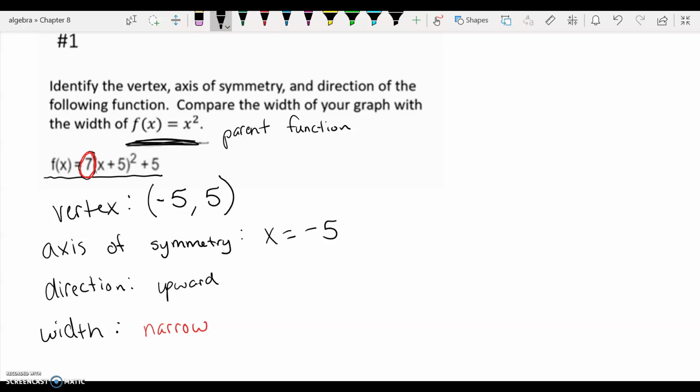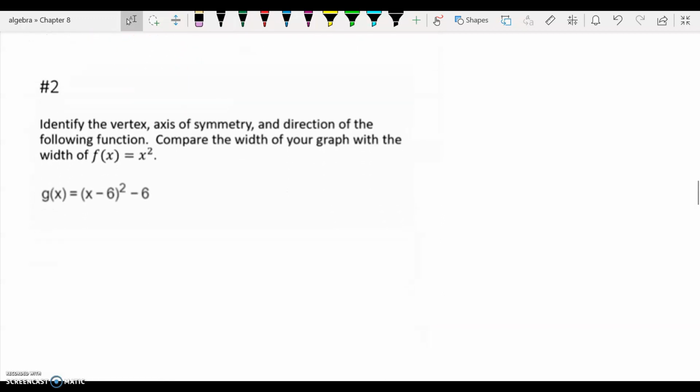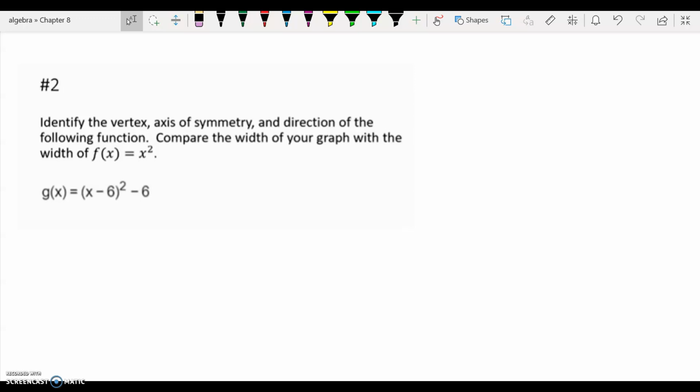So I'm going to have you do a couple of these by yourself. So number 1, you should have the answers for you. You can write that down. Number 2 is right here. If you have to, you can pause the video. I want you to answer those same 4 questions. The vertex, the axis of symmetry, the direction, and the width of the graph. Whenever you do these problems, these are where you're going to submit to Classroom as well. So there's 2 assignments, the last page of the packet, and now this.